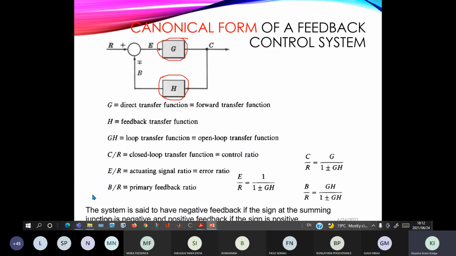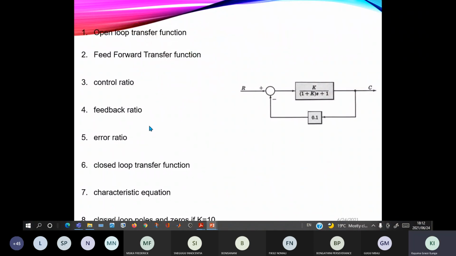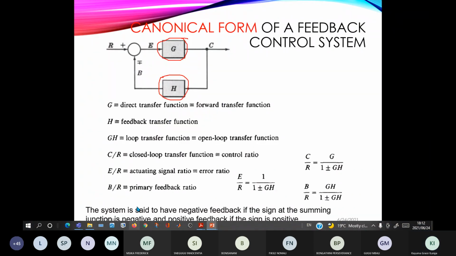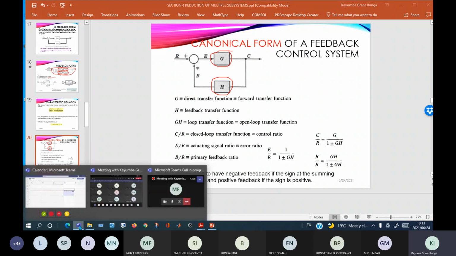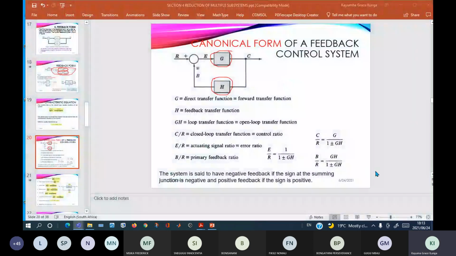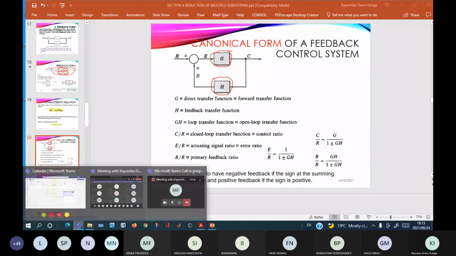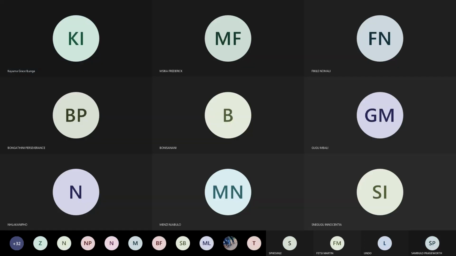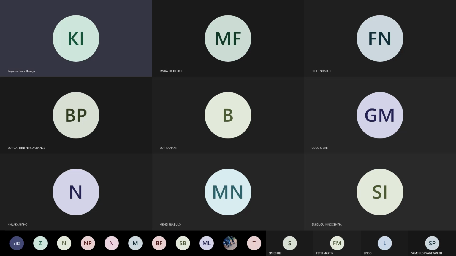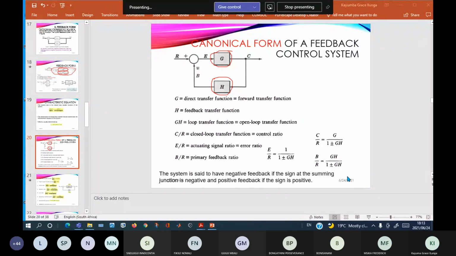Okay, so this is what I was saying, that guys, hold on. I want to restart this, to share this again. Okay. Are you guys able to see the screen now? Yes. Okay.